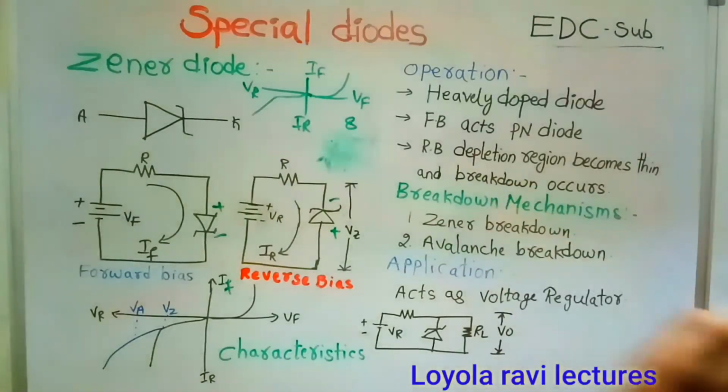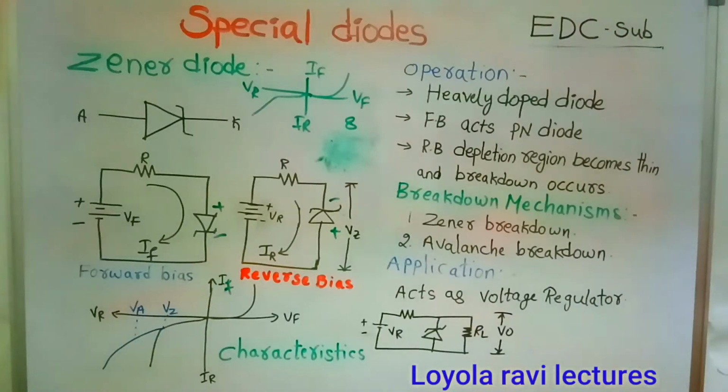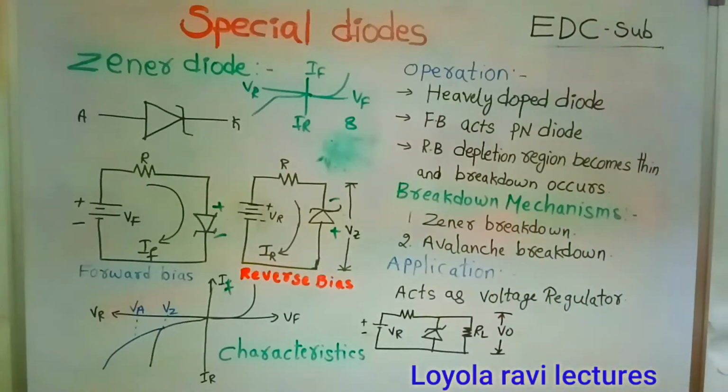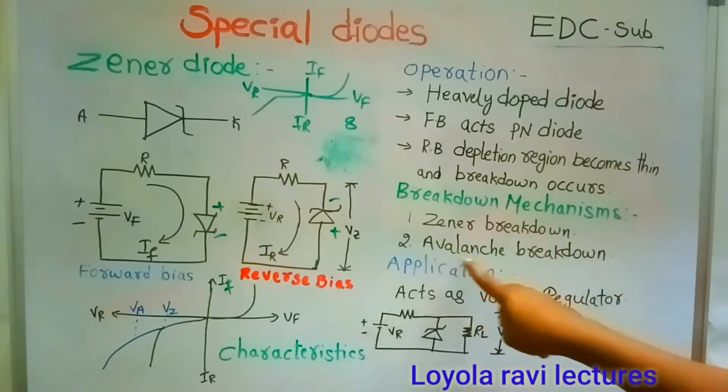Then there will be more current. That is nothing but there will be some breakdown. Breakdown occurs in the reverse bias operation. There are two types of breakdown mechanisms here in the Zener diode. We have two types of breakdowns. One is a Zener breakdown. Second one is avalanche breakdown.